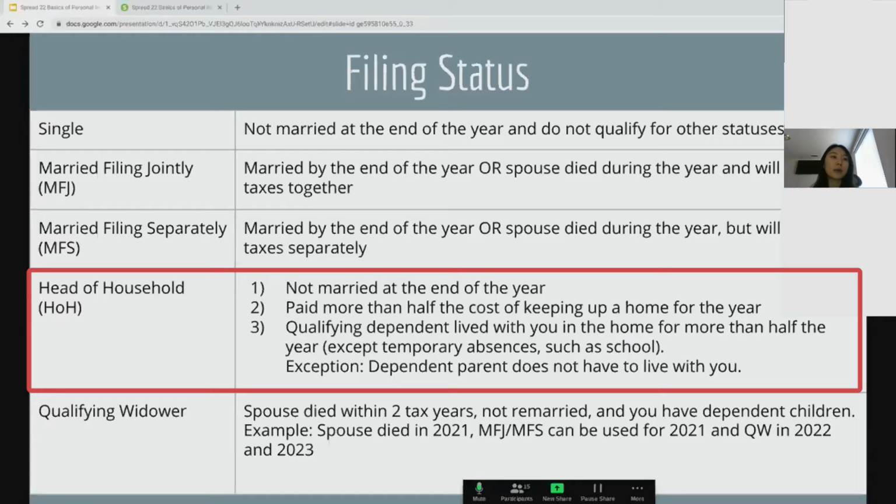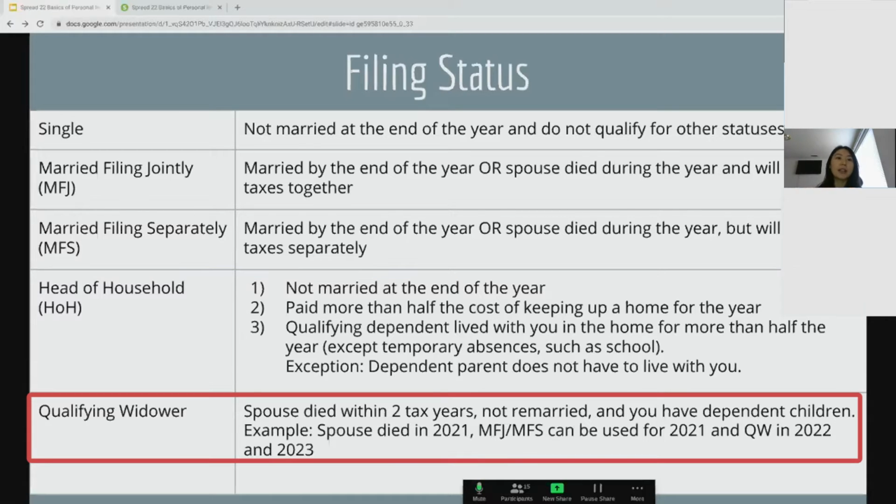Lastly, there's qualifying widower. So this is, as the name implies, if your spouse died. Remember, for the first year, you can use married status, but after that, you can use qualifying widower for the next tax years. So for example, if your spouse died in 2021, that first year you can use MFJ or MFS. But then for 2022 and 2023, you can use qualified widower.